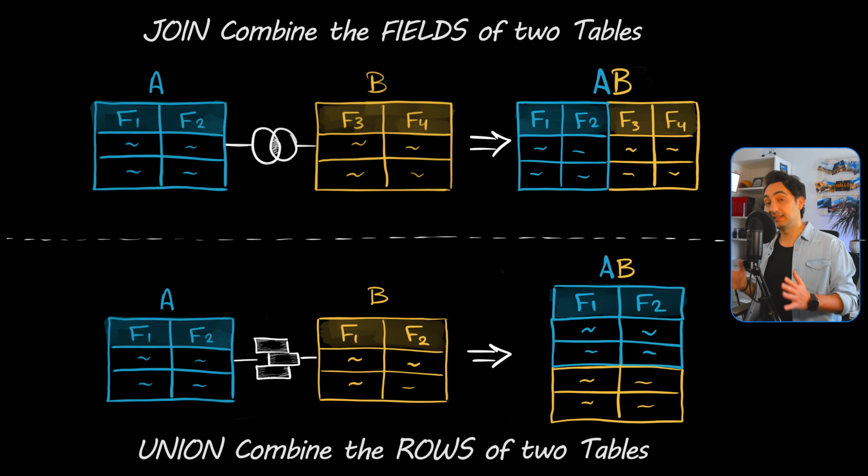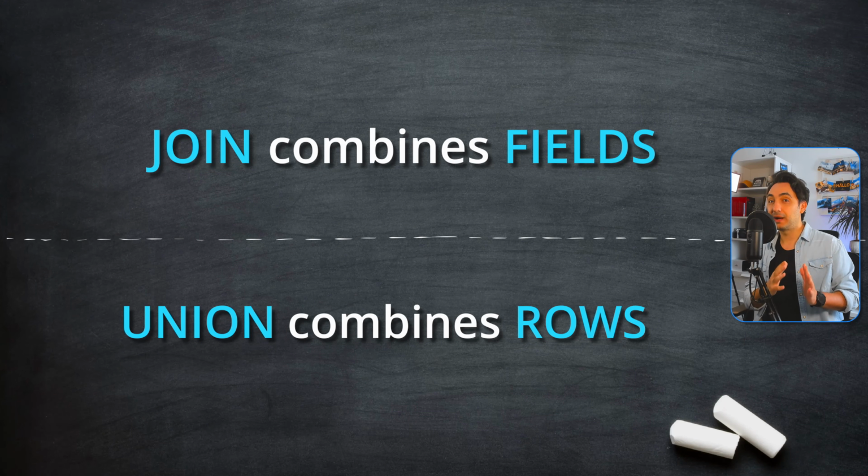But on the other hand, in unions, two tables are going to be combined, but instead of combining the fields, here we're going to combine the rows of both tables. So we will get all the rows from the first table and beneath it all the rows from the second table, but both of them have exactly the same columns. So joins combine the fields and unions combine the rows.